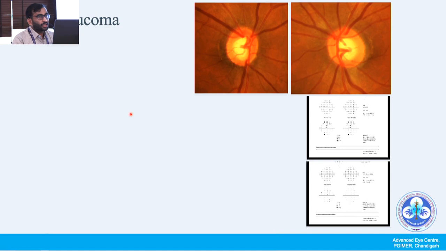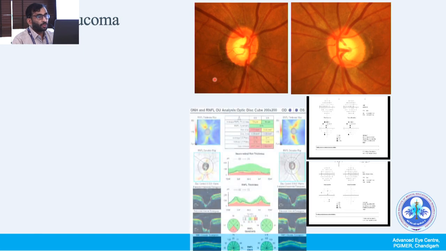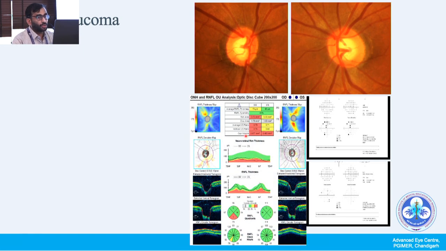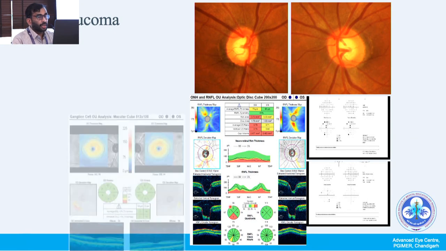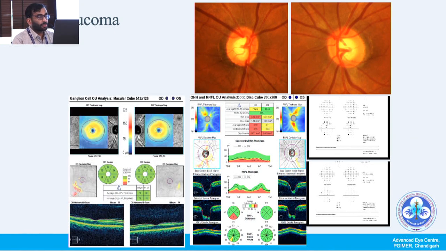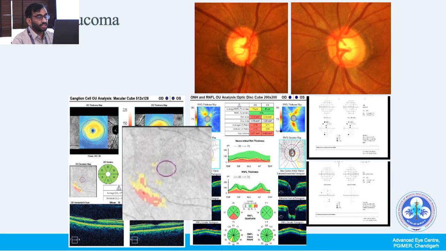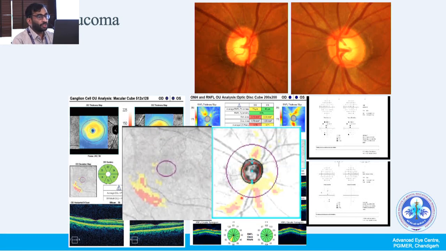So in the next patient, there is in the right eye an inferior notch along with an inferior RNFL defect, and the OCT picked up the inferior notch very well in the quadrantal map also. Temporally there is also thinning, infratemporally, which is highlighted in this picture, and inferiorly on the OCT there is thinning too.